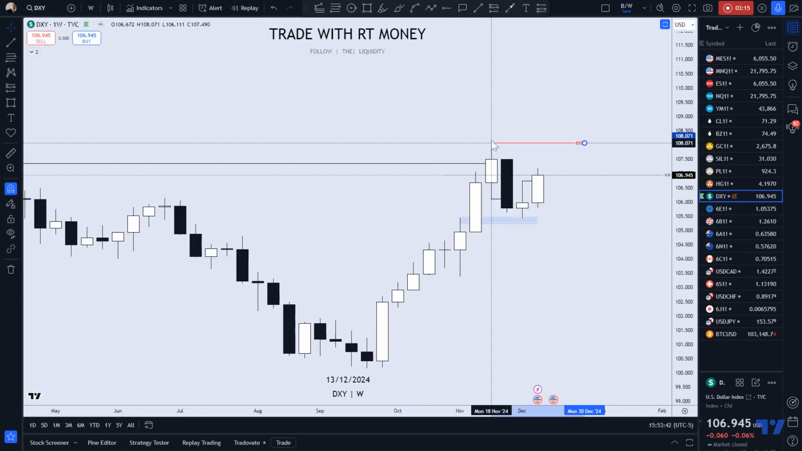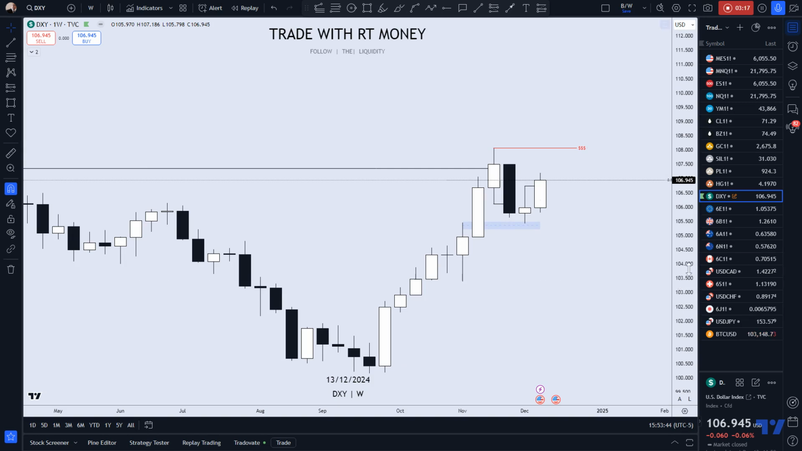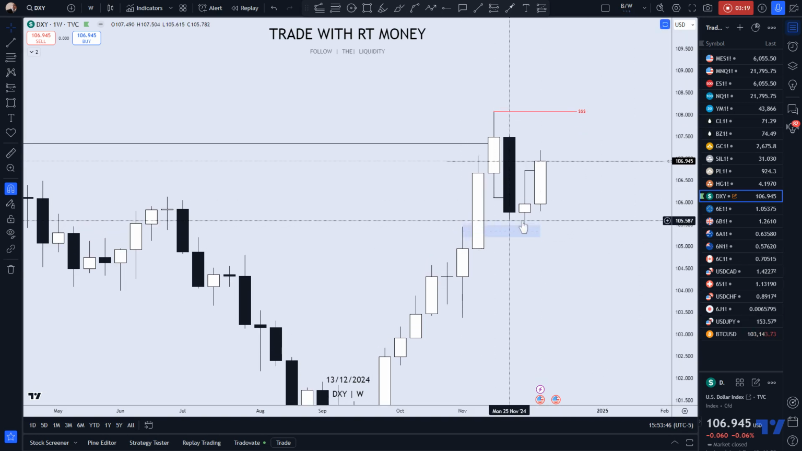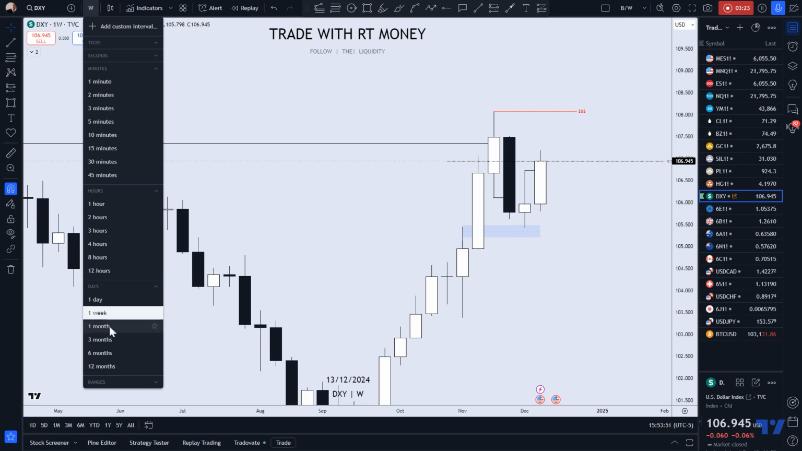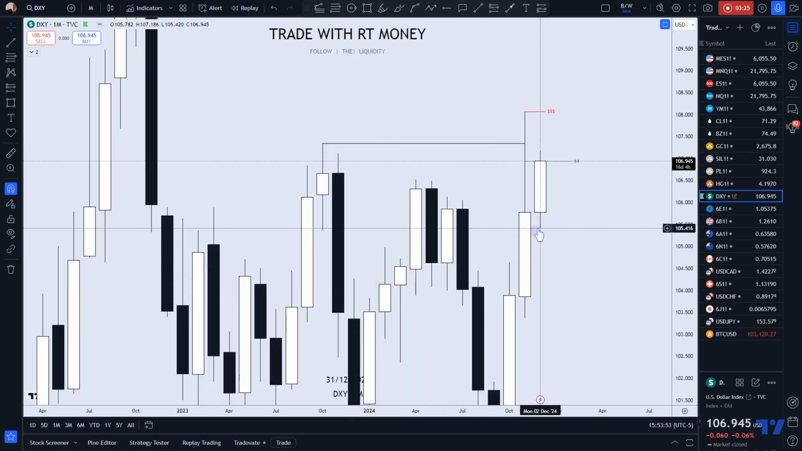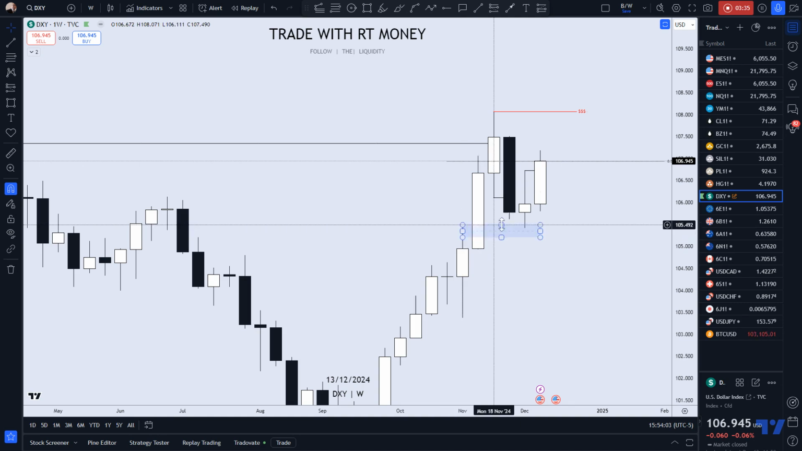Here's our target. And yes, we do see one. Look, we are hitting this bullish fair value gap. Let's go back to the monthly so you can see it clearly. It's inside of what is forming, the monthly bullish fair value gap. But we have an established weekly fair value gap here.